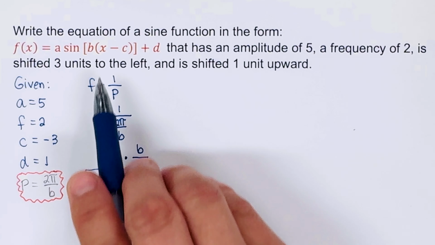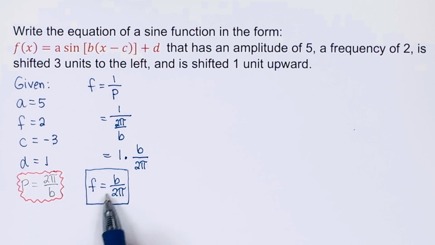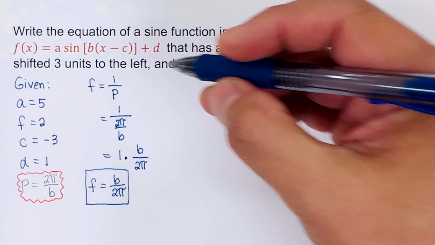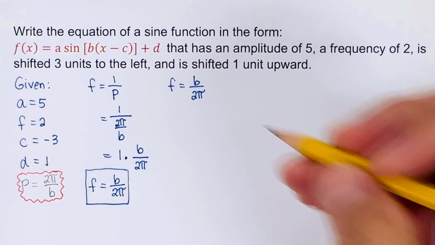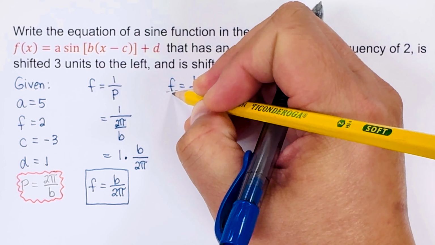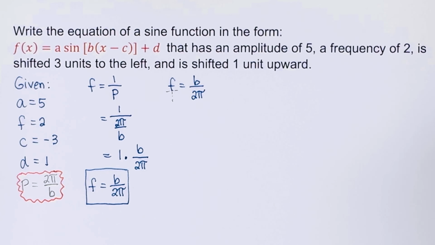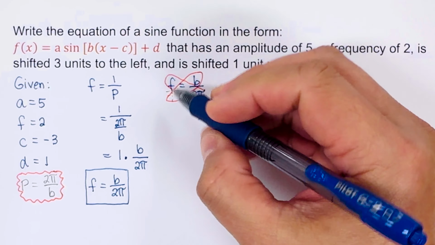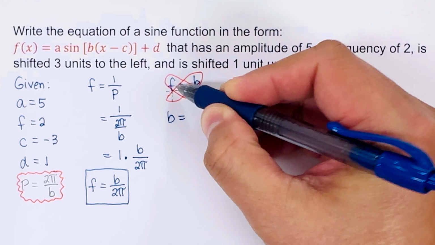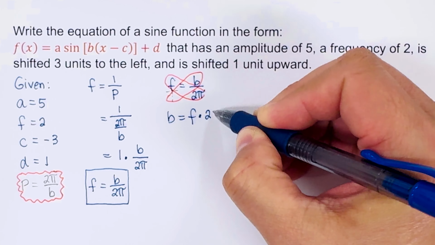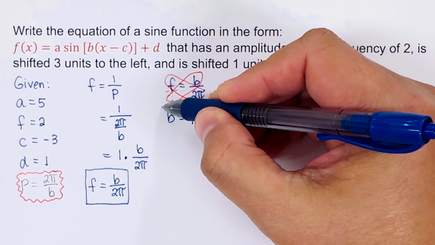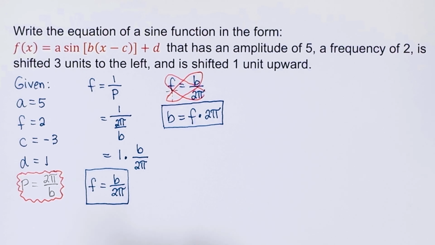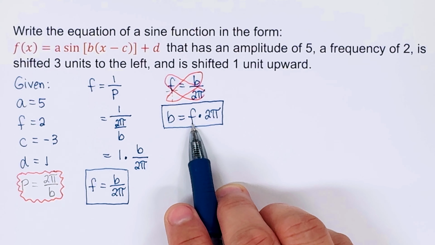Since we are looking for b here, we can rearrange this equation to solve for b, or to have b by itself. So I'm going to rewrite this equation up here. Please remember that the f here, or frequency, has an invisible denominator of 1, so we can cross multiply these two. And so 1 times b is b, and that is equal to frequency times 2 pi. So this is the formula for B when we are given the frequency. Let's plug in the value for frequency so that we can solve for B.